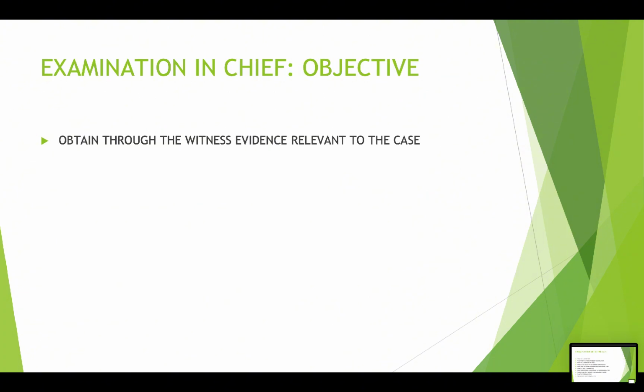We start with examination in chief. The objective of this is to obtain through the witness evidence that is relevant to your case. And this evidence should be presented in the most coherent and persuasive way possible. You can think of examination in chief as telling a story. Let's say you've called the witness because they know something important. Your job as the advocate is to draw information from the witness in a logical and clear way. But then we have rules in examination in chief.